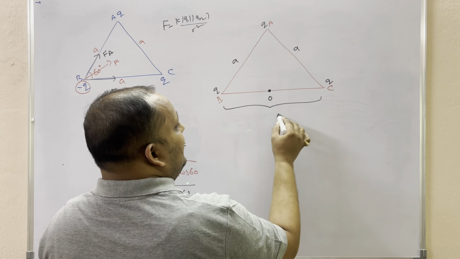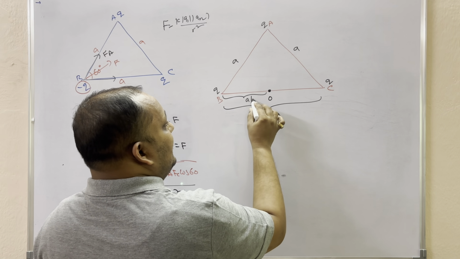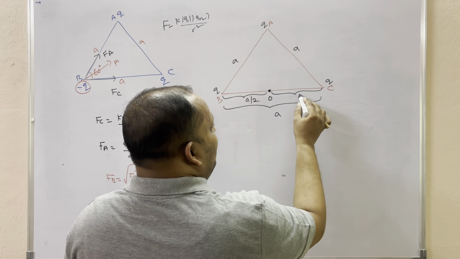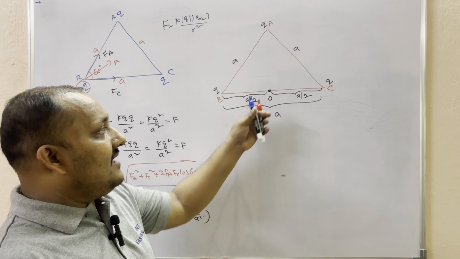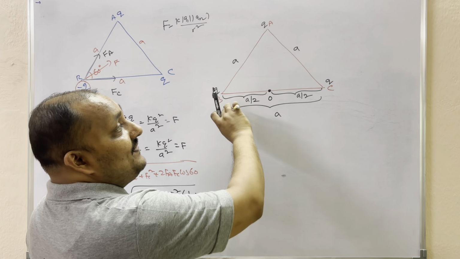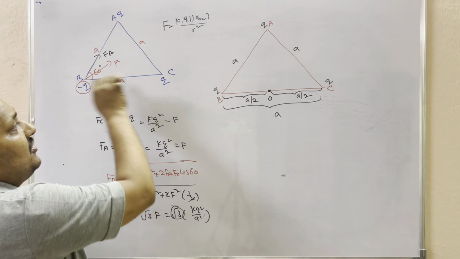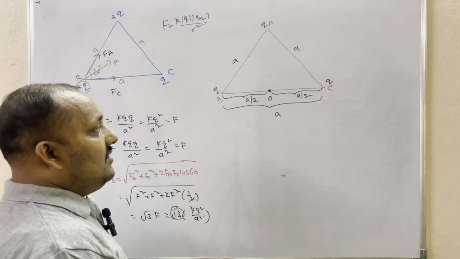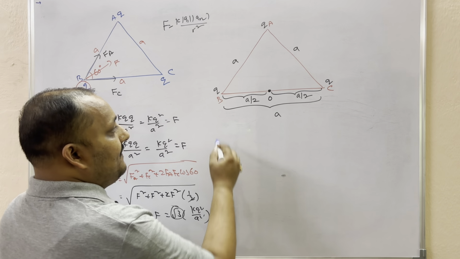So from B to C, it is going to be A. It is the center, so from B to O, it is A by 2. From O to C, it is also A by 2. Isn't it? So you can calculate at any point. This is at the center of any one of the sides we are calculating. Previously we calculated at any one of the charges. Now see, very simple. Just take the directions carefully.